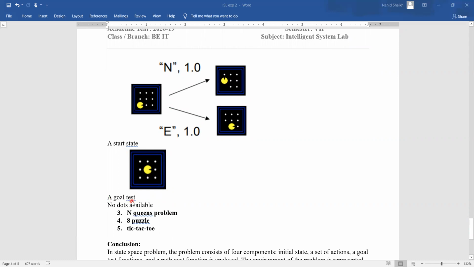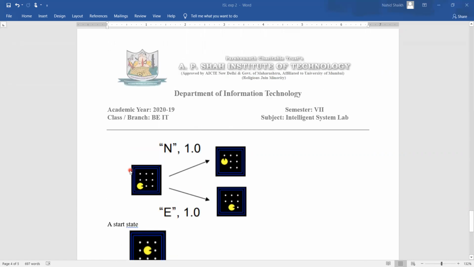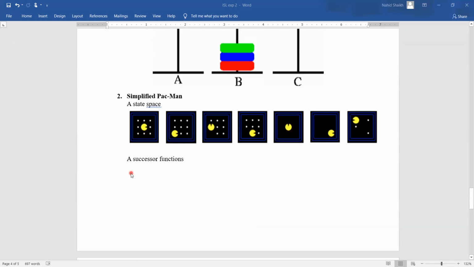Now, what is a goal state or goal test? The goal test will be that no dots are available, when the Pac-Man is done eating all the dots. That is my goal test. Okay, so this is for the problem which I'm going to give you.